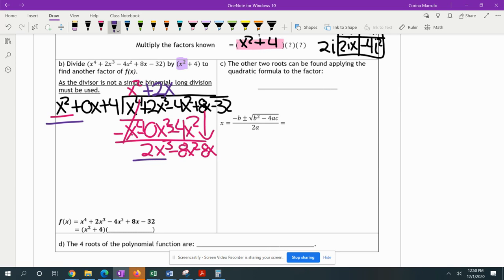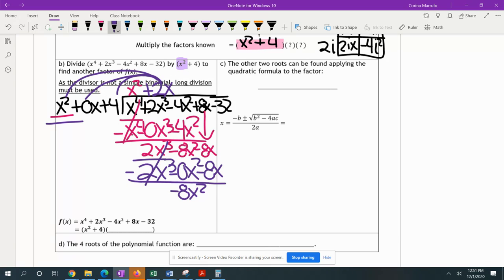So we multiply 2x times 2x squared, multiplying right here. That gives us 2x cubed. Then we multiply 2x times 0x, so that gives you 0x squared. Then we multiply 2x times 4, that gives us 8x. And then we go ahead and subtract. So minus, minus, and minus. This cancels out. Negative 8 minus 0 gives us negative 8x squared.